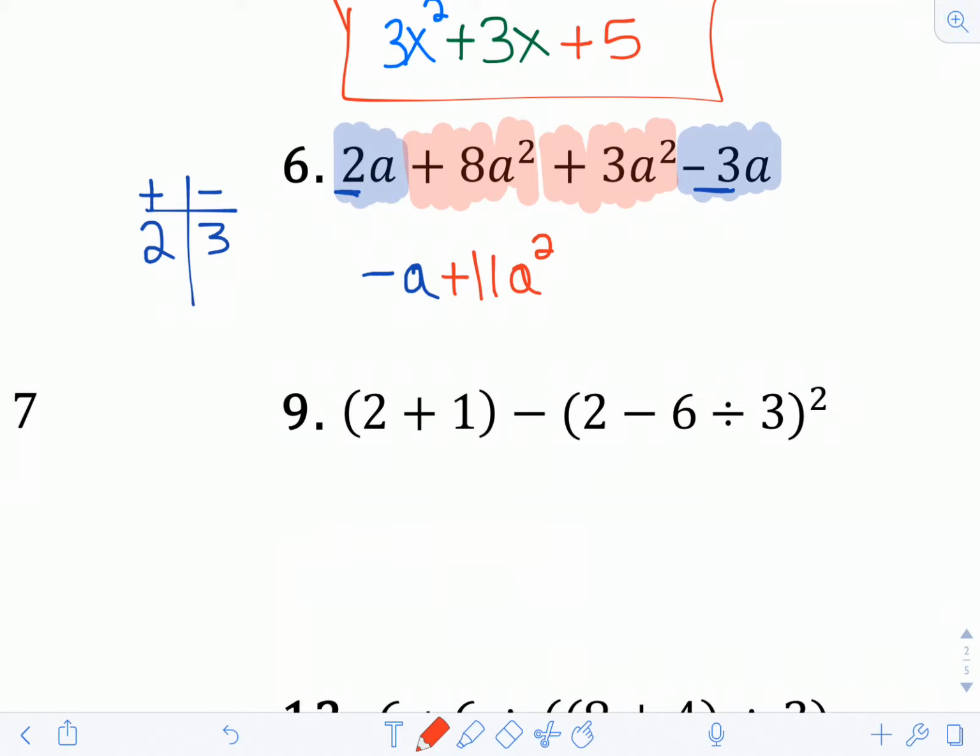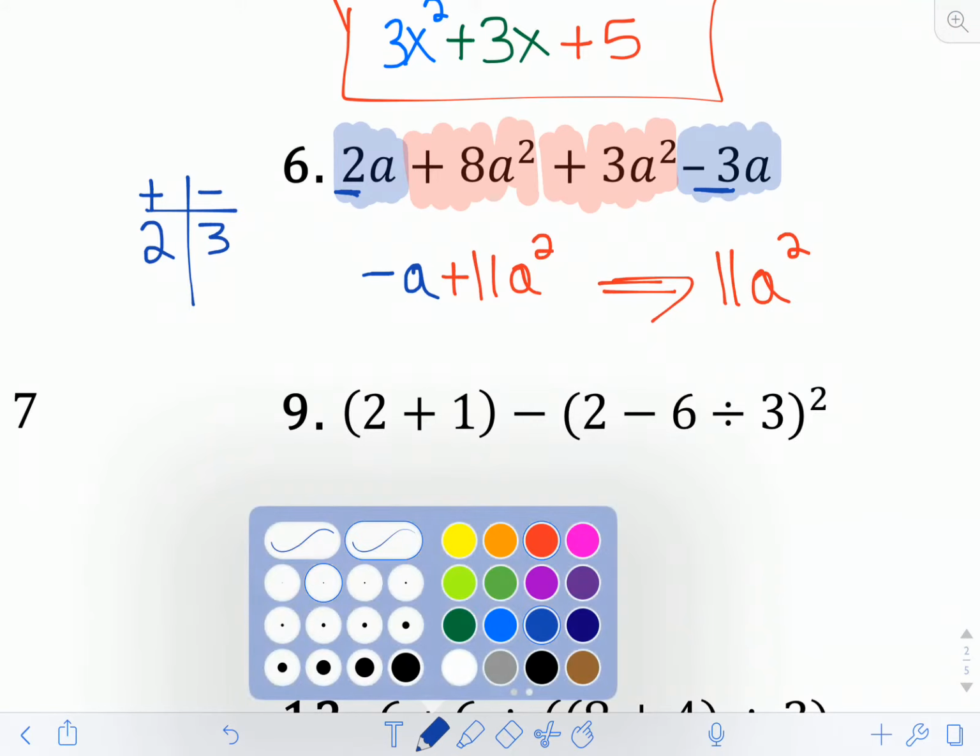Now the thing is that they write their expressions with the variable that has the highest power first. And we'll talk about that more in just a little bit. But if you notice, you have a to the first power and a to the second power. So the highest power is that 2, so we just rewrite it: 11a squared and then minus a.